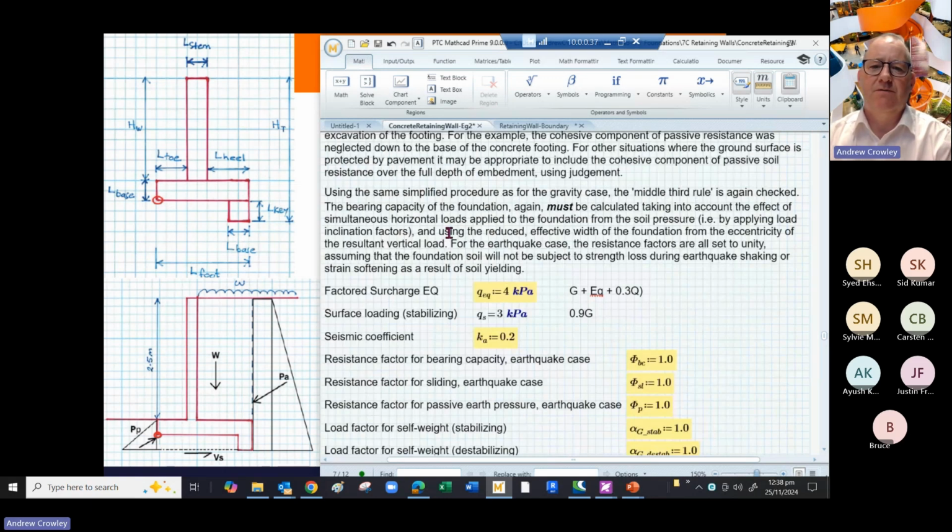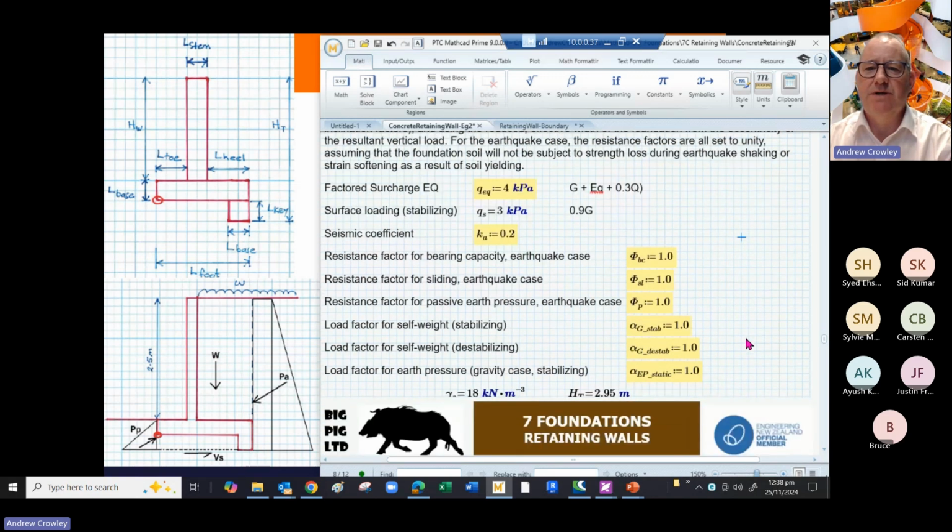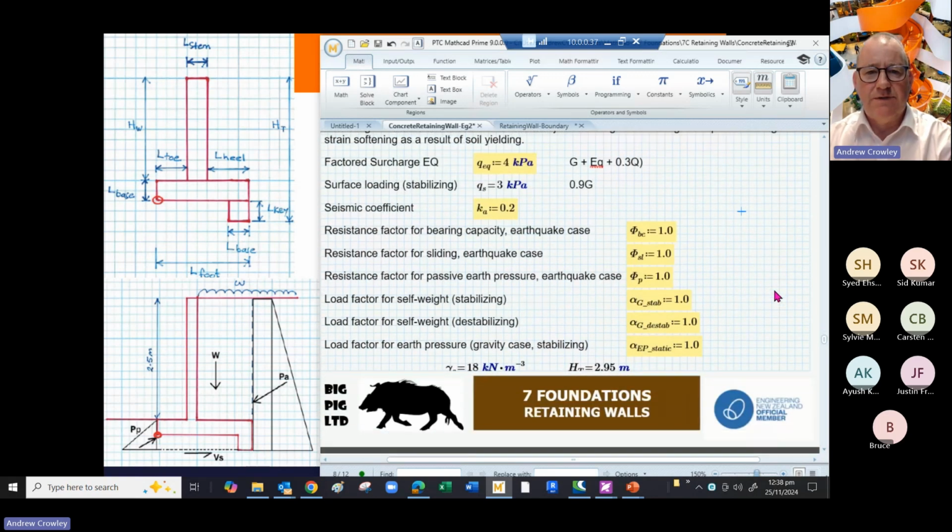Again, we check the middle third rule, and when our surcharge is stabilizing, we're using 3 kPa. For the factored surcharge case, where it's destabilizing, we're taking an earthquake load case, so we've got a reduced live load for our surcharge. Again, our seismic coefficient is 0.2. Now our resistance factors are all scaled down to 1 because it's an earthquake case.